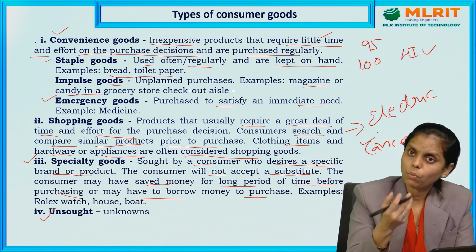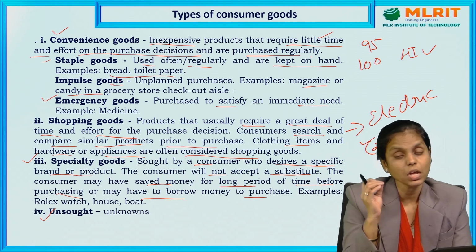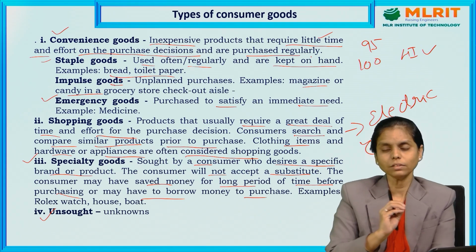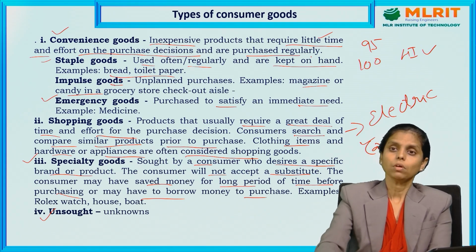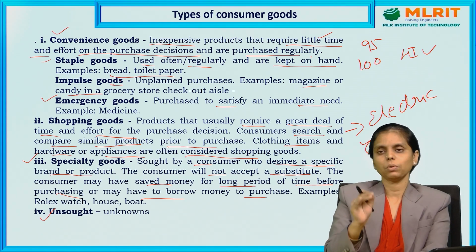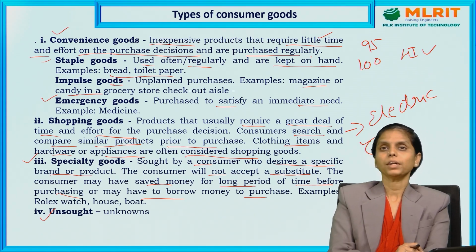Cancer, how it is, we don't know. Even there are certain types of people who will never prefer even to hear about such elements. Such types of products we'll call unsought goods. Until and unless it is demanded, when it is very essential, only then will we come to know about such products. All these are different types of consumer goods.